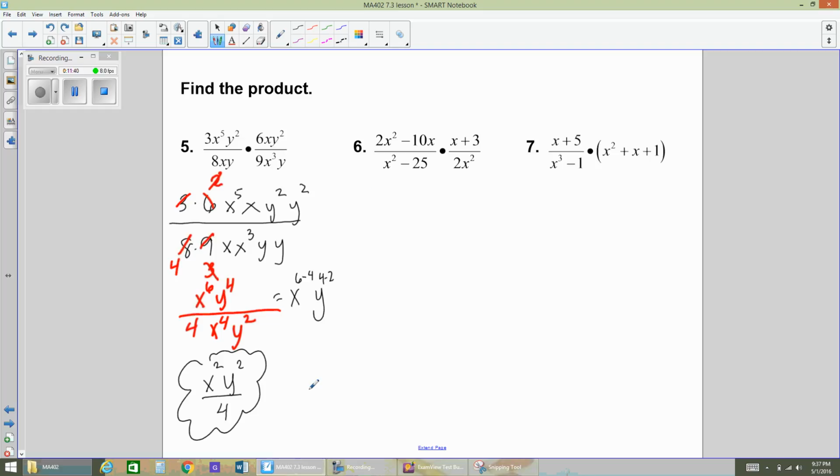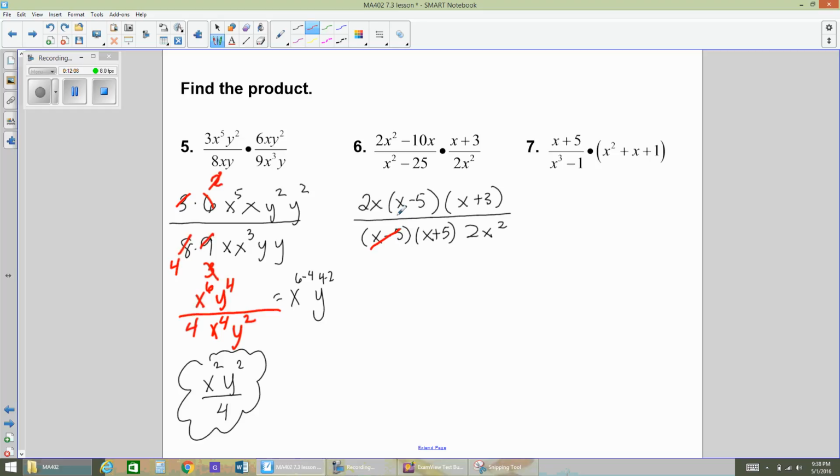Okay, number 6, start by factoring. So it looks like I can take a 2 and an x out, leaving x minus 5. And then, of course, here's your x plus 3. This is going to be x minus 5 times the quantity of x plus 5. It's that special pattern that you've started to memorize. And here's 2x squared.